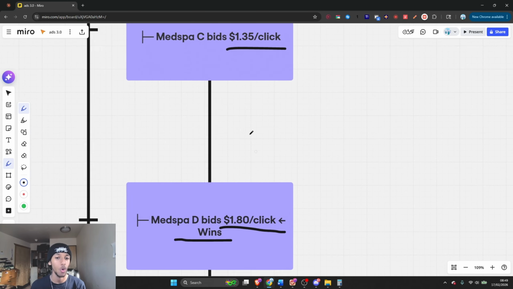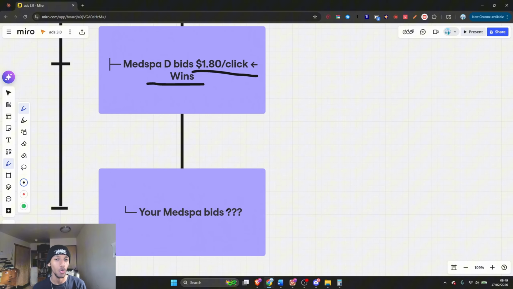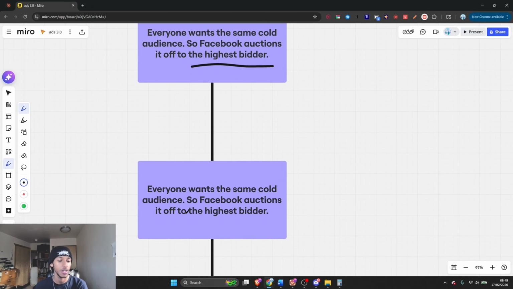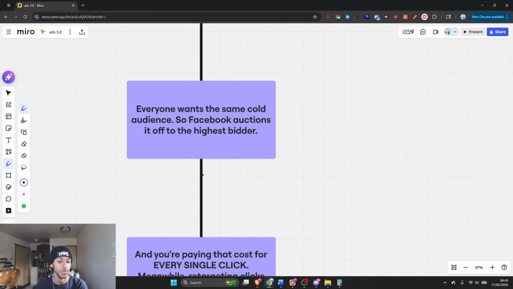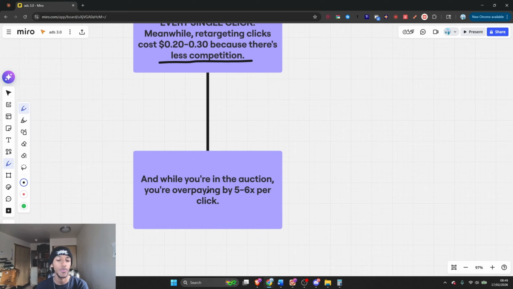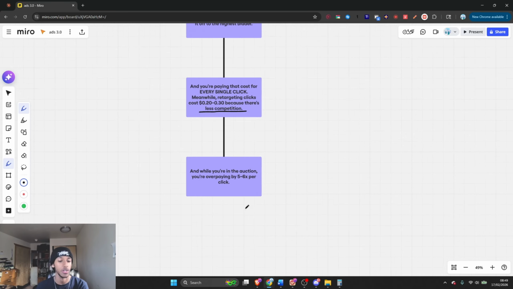However, we're not using cold traffic. We're using cold plus retargeting, so our click-through is much cheaper. However, Facebook prioritizes a lot more because it's retargeting. Everyone wants the same cold audience, so Facebook auctions it off to the highest bidder, like I said. And when you're paying the cost for every single click, meanwhile, others are retargeting, costing only 20 to 30 cents because there's less competition. And when you're in the auction, you're overpaying by 5 to 6x per click.